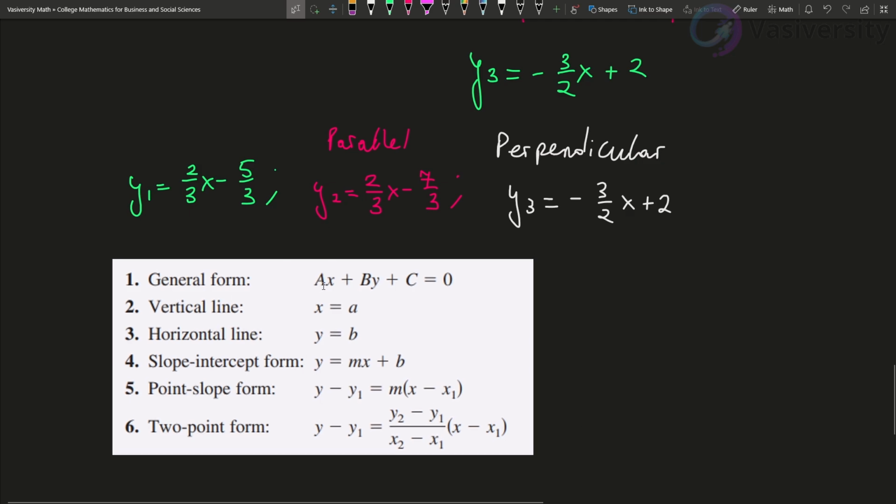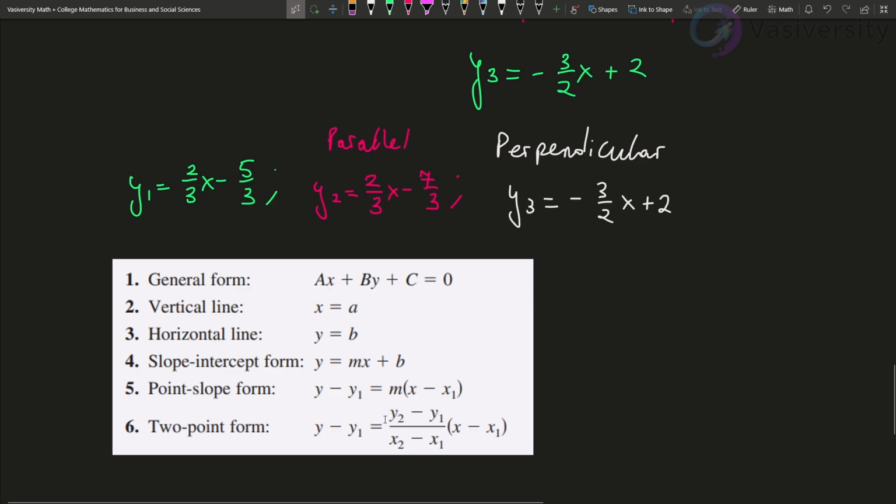The general form of a linear equation of two variables is ax plus by plus c is equal to 0. A vertical line is x equal to a constant. That means this line is vertical. A horizontal line is y equal to a constant. The slope-intercept form, which we've learned initially, is y equal to mx plus b.